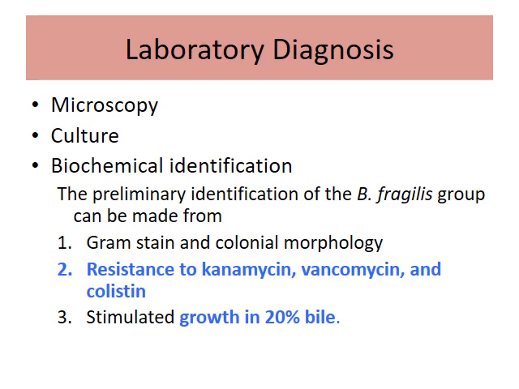So microscopy, culture, biochemical identification, these are three important things. And keep in mind that they have a resistance to kanamycin, vancomycin, and colistin. This is a serious thing. It's highlighted because these are the first line of antibiotics you want to give. And then again, stimulated growth in 20% bile. That's something we use when we want to grow them in culture.